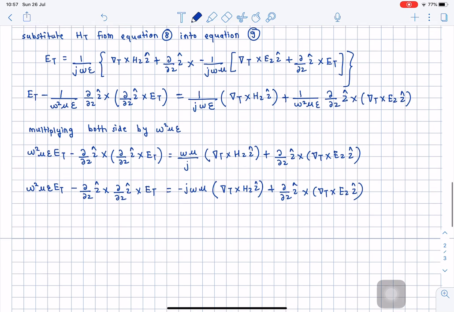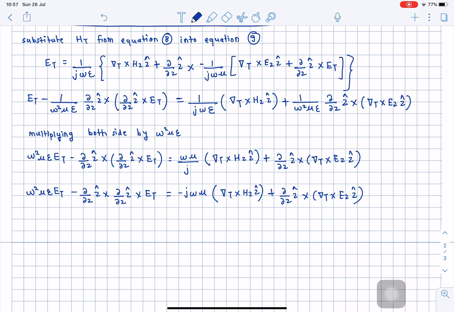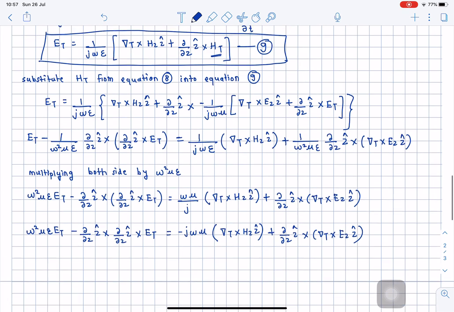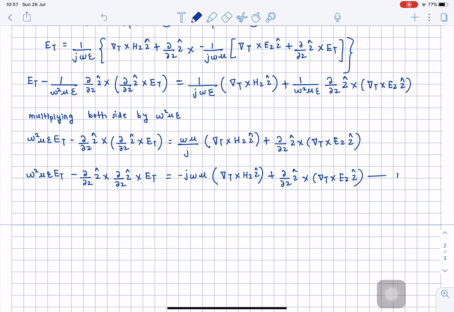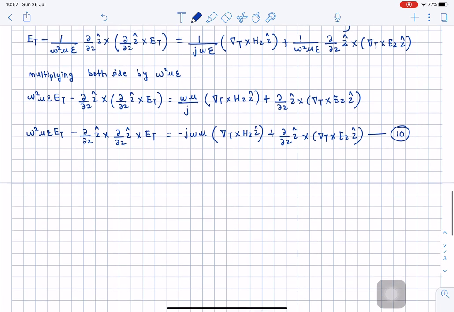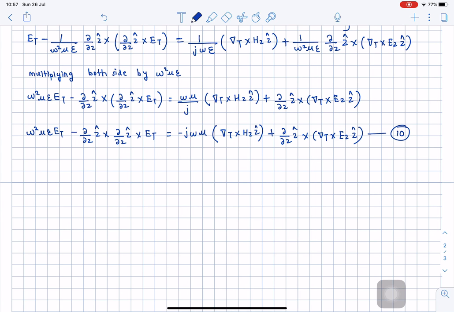Okay, now what we have done, we have substituted the value of h of t in e of t. Let us call this equation number 10. Now we will make use of the vector triple product identity.